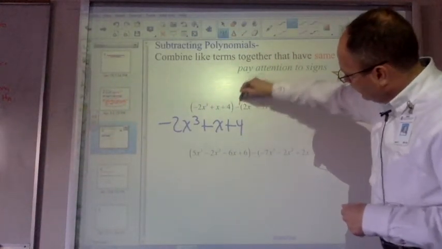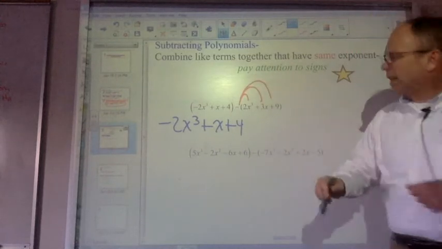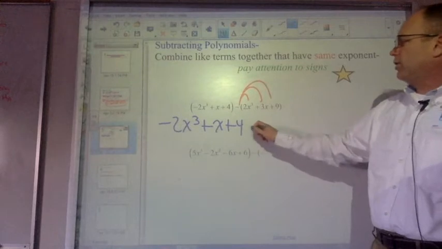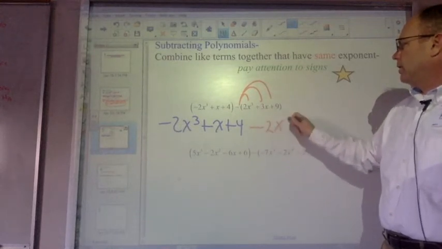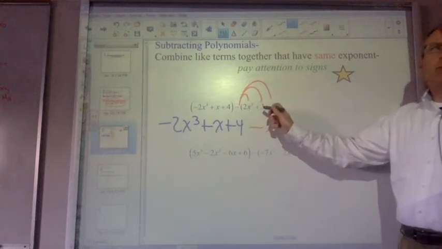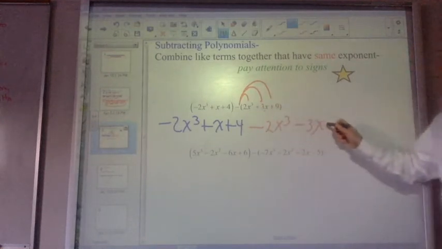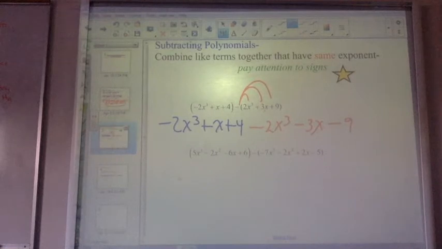This negative distributes here, here, and here. So that negative changes any of the preceding signs. That was positive 2x to the third, so now it's negative 2x to the third. This was a positive 3x, now it's a negative 3x. This was a positive 9, now it's a negative 9. You see how those signs changed? Because I distributed a subtraction sign over the parentheses.